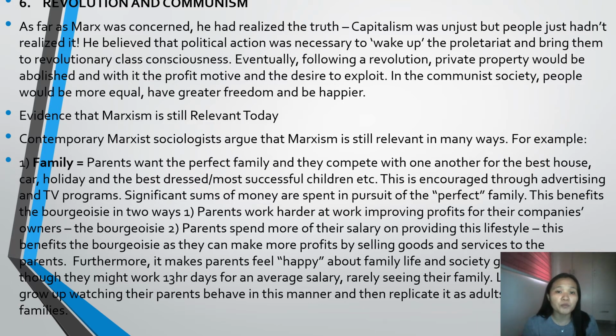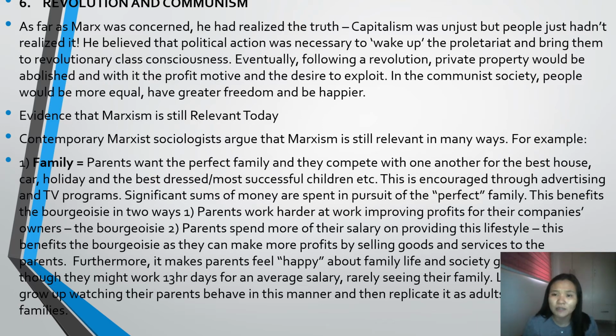Parents want the perfect family and they compete with one another for the best house, car, holiday, dress, most successful children, and many more. This is encouraged through advertising and TV programs. Significant sums of money are spent in pursuit of the perfect family.